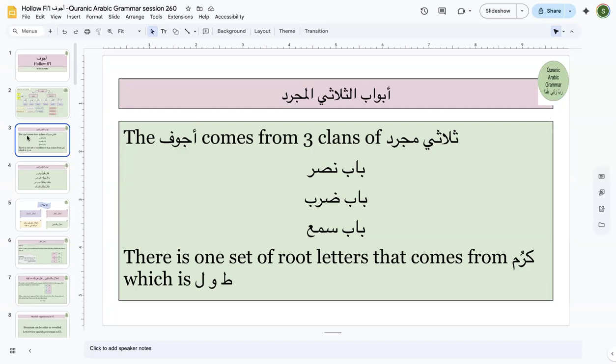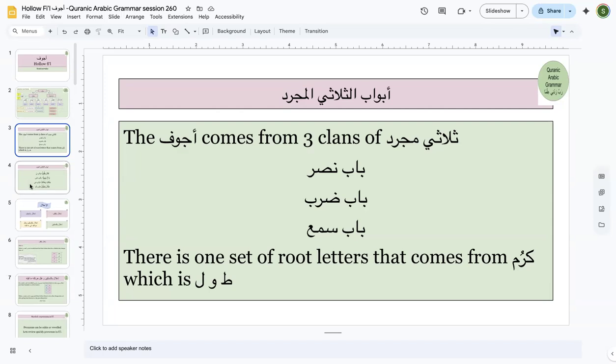One set of root letters comes from Karuma, which is Ta, Waw, and Lam. So for those of you who want to teach Ajwaf to the rest of the world, inshallah, remember that there's one set of root letters that comes from Bab Karuma. But if a book says that your Ajwaf comes from three clans of Sulasi al Mujarrad, and those are Nasara, Daraba, Samia, is there any problem with that? No, there should not be a problem, because if there is only one set of root letters that comes from Karuma, it should not overwhelm us by any means. Are you all with me?